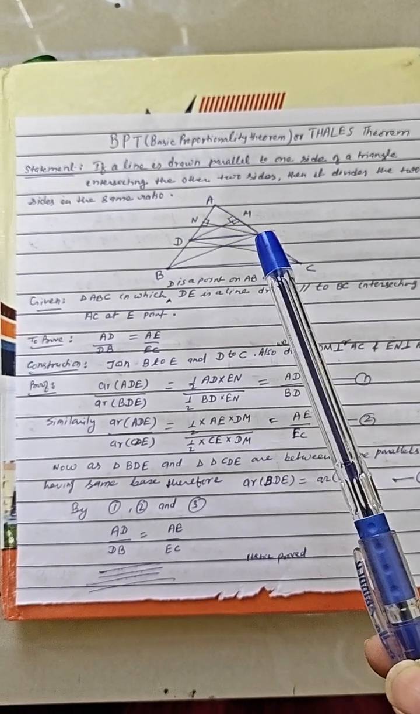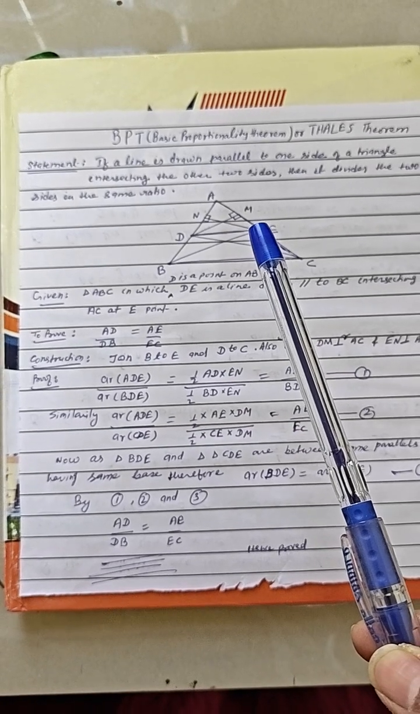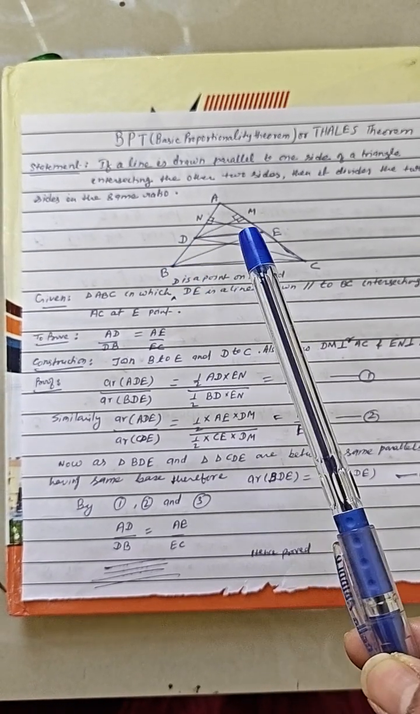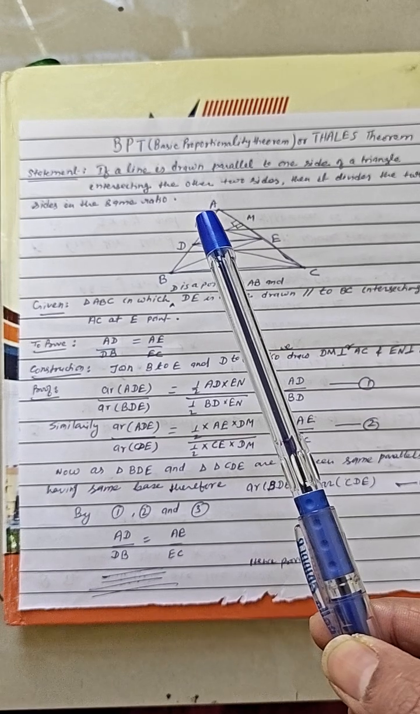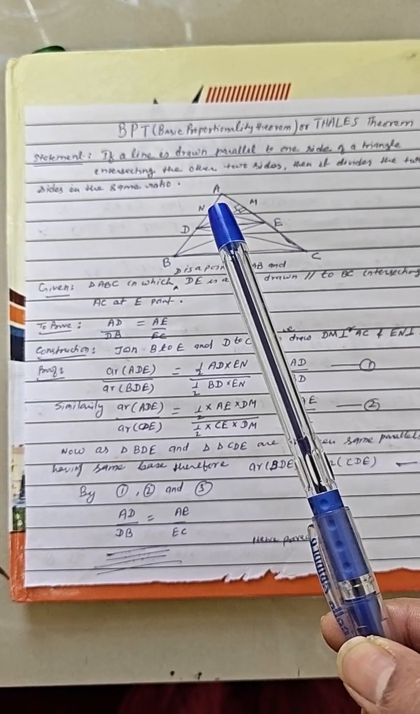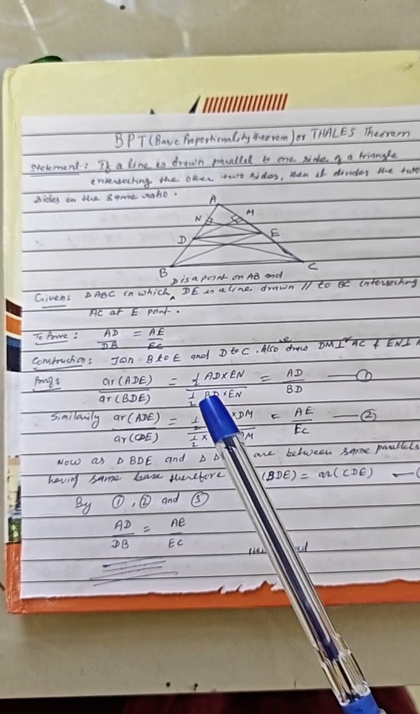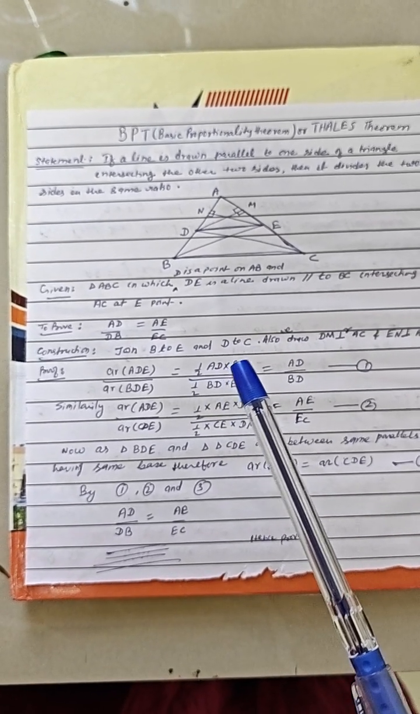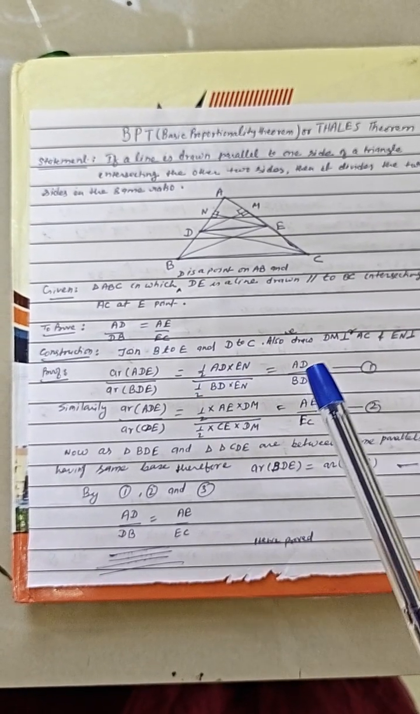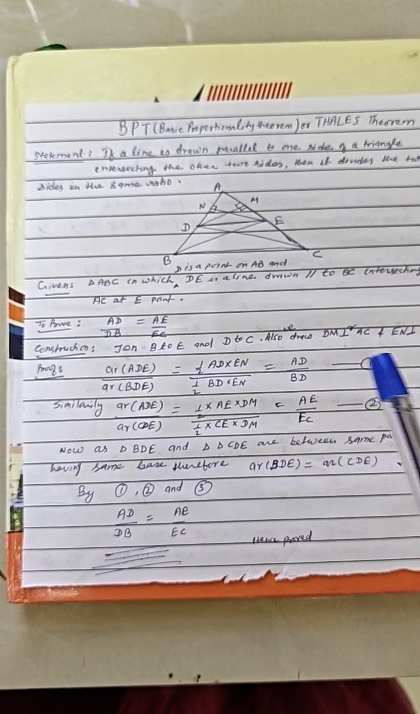EN is the perpendicular because E is part of this triangle BDE. So through E, there is a perpendicular EN. So the same height will be for this BDE triangle also. So half into BD into EN. Now EN cancels, half cancels, AD upon BD. So this is equation 1.